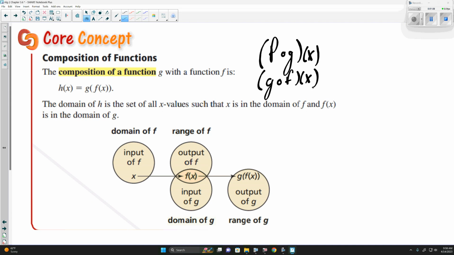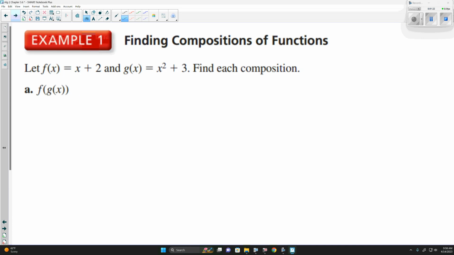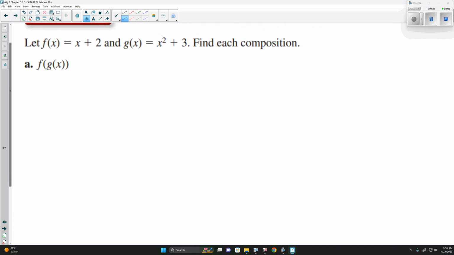We're just going to be focused on the composition of functions, these composite functions, because we plug one into the other. We start from the inside and work our way out. The first one we're going to look at is this one here. Let f of x equal x plus 2. Let g of x equal x squared plus 3. And find each composite. I know it says f of g of x, but for this first one, let's look at f of g of y.